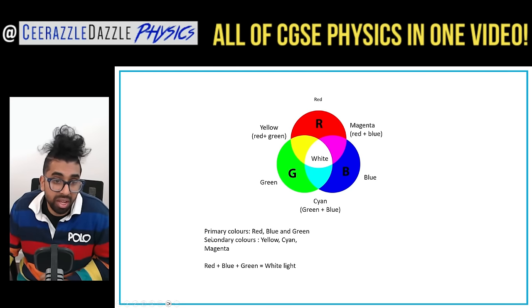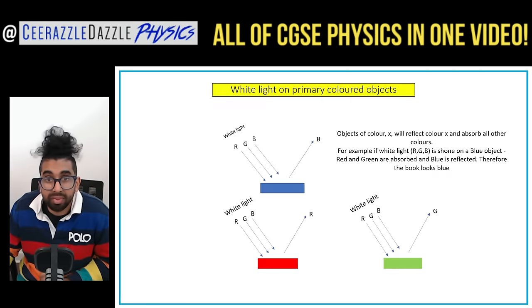Secondary colors: red and green, the intersection will be yellow. Red and blue, the intersection will be magenta. Green and blue, the intersection will be cyan over here, and all of them interacting with each other will produce white light over here. Now, why do some objects look a certain color?